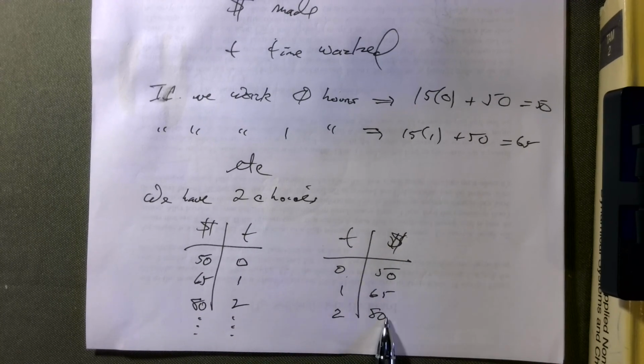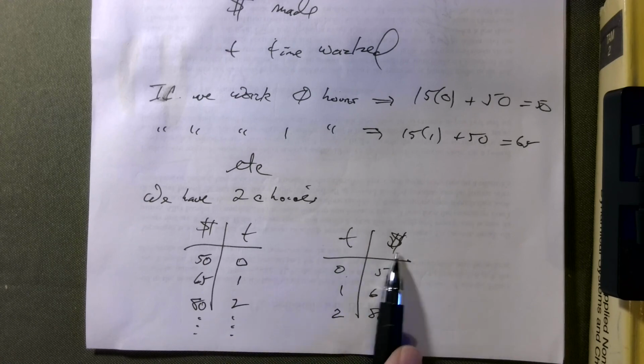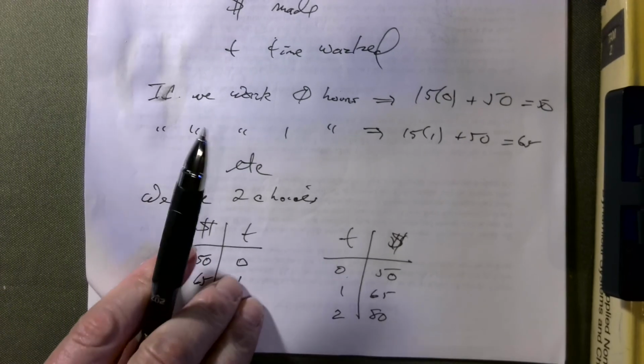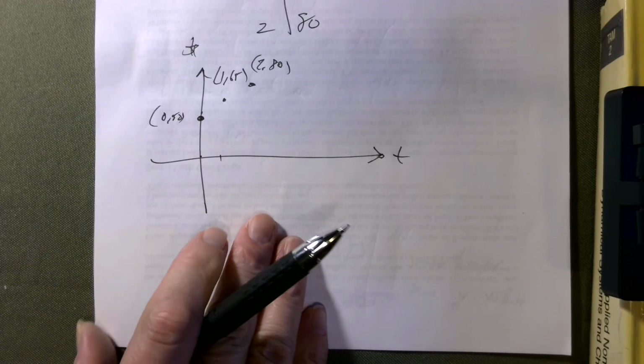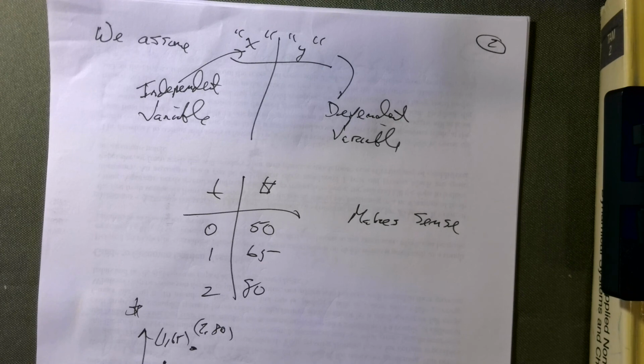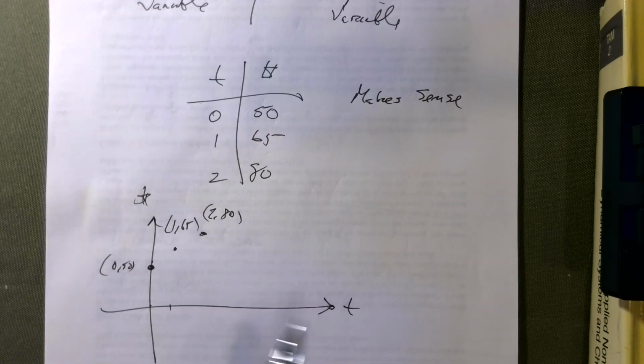This is going to be your Y column. This is the dependent variable. This is the independent variable. The amount of money you make depends on the time that you work. So we could take this information and put it into this table right here.